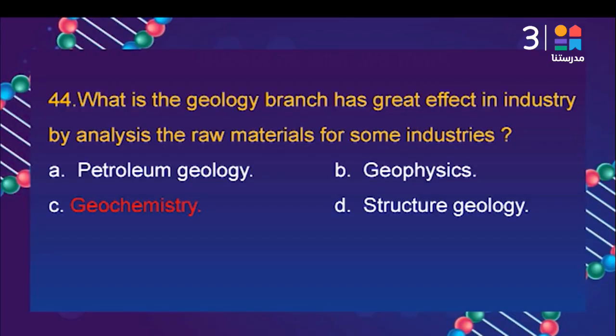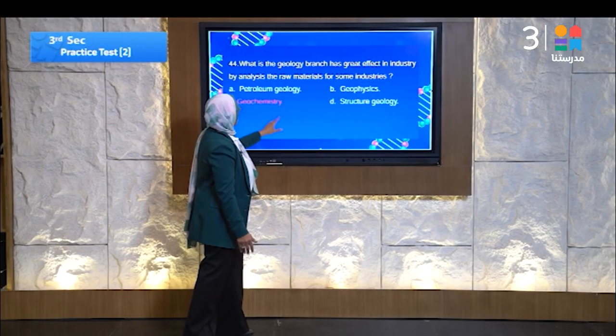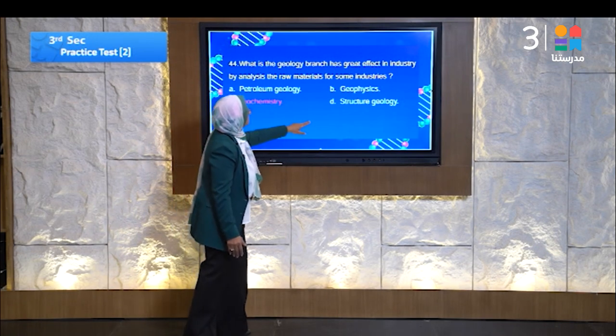Let's read the question again. What is the geology branch that has great effect in industry by analyzing the raw material? Here is the key: raw materials. Geochemistry needs raw material for industry. That means the answer is geochemistry.